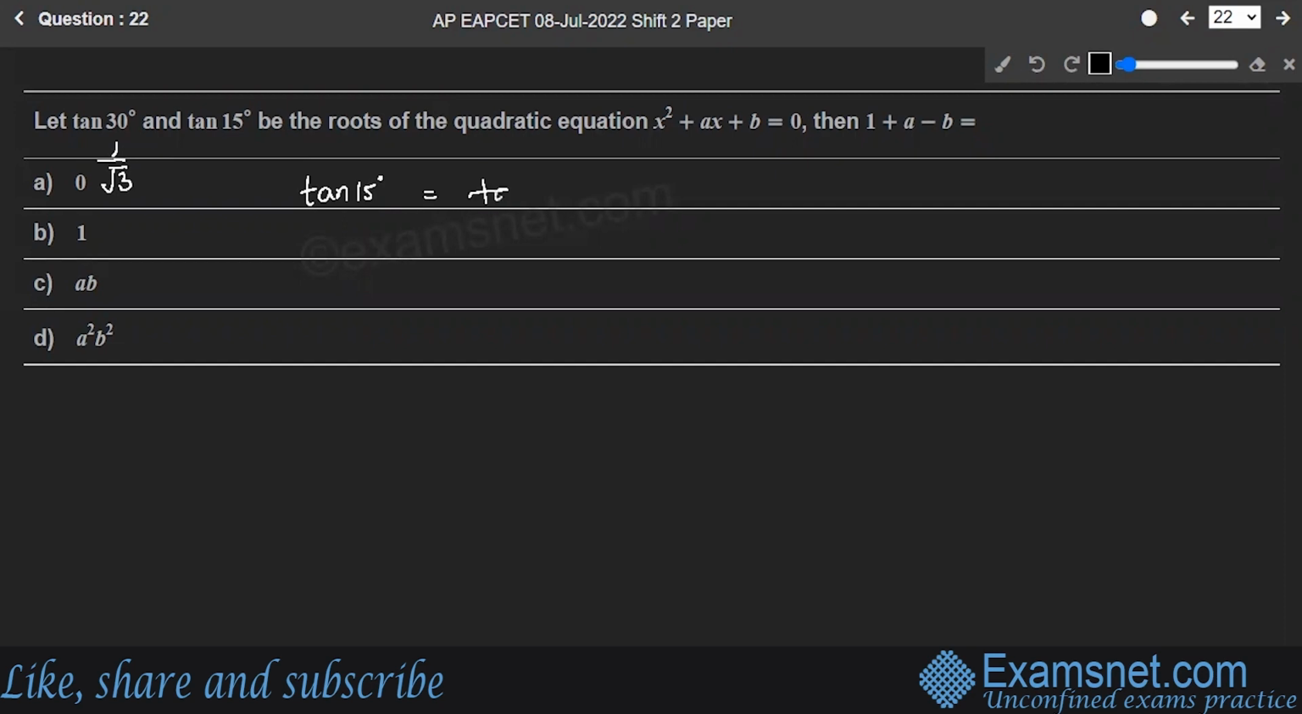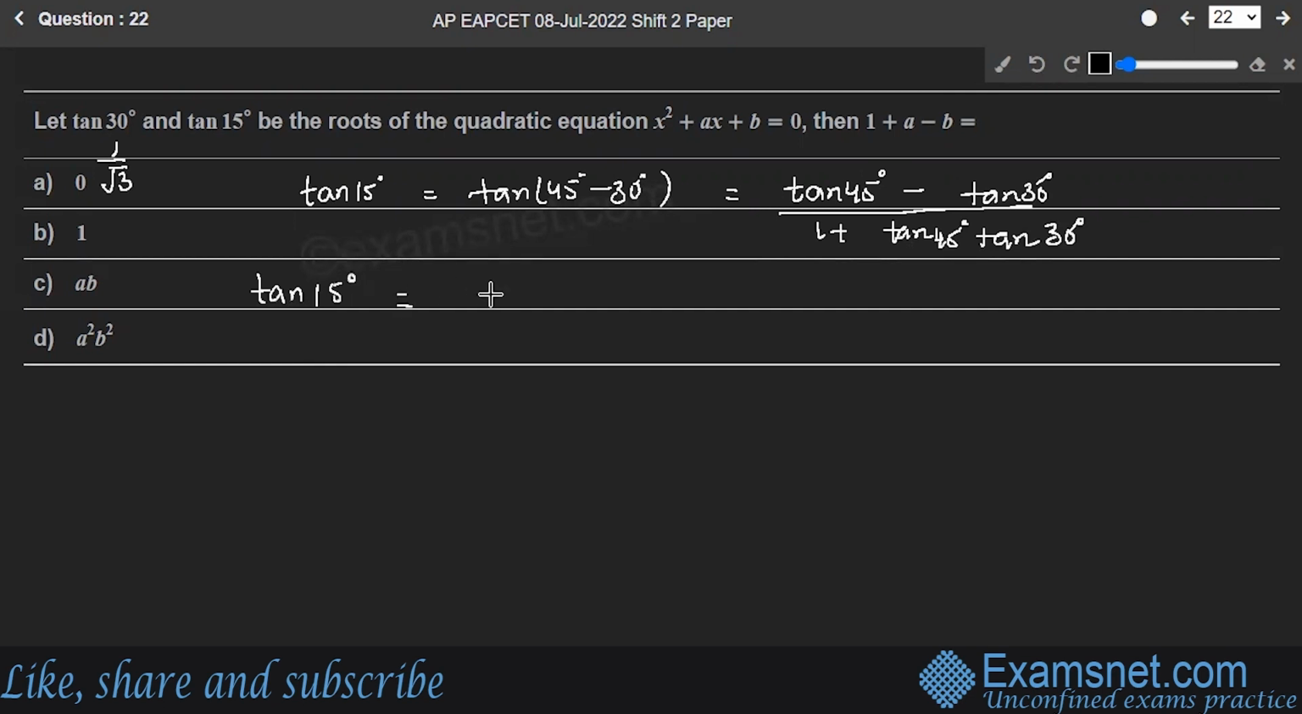How? Tan 15 can be written as tan(45 minus 30), which is of the form tan(a minus b). The formula for the same is (tan a minus tan b) divided by (1 plus tan a tan b). So tan 45 into tan 30. Now, tan 15 is equal to (1 minus 1 by root 3) whole divided by (1 plus 1 into 1 upon root 3).